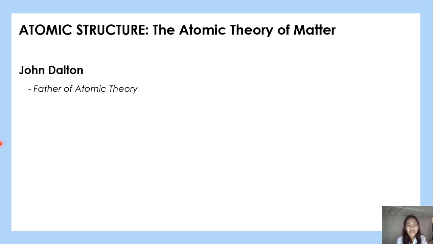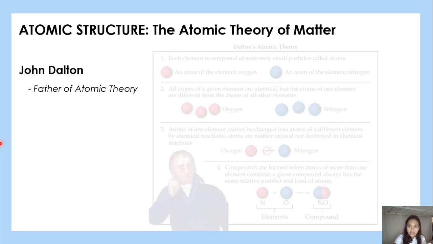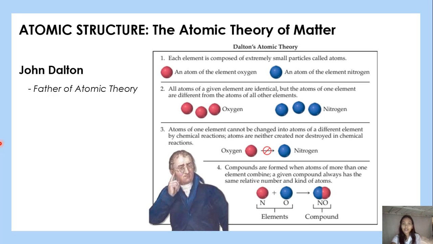who was able to present a theory that marked the beginning of the modern era of chemistry. So it was his theory, which is called Dalton's atomic theory. It has four postulates.